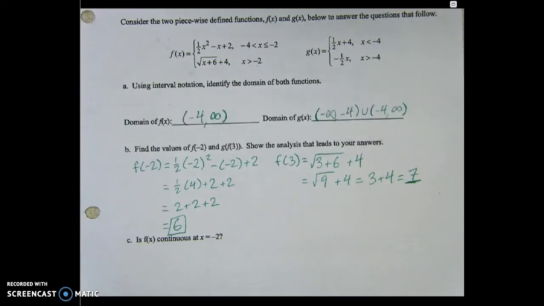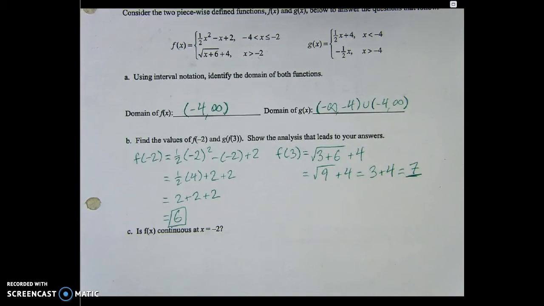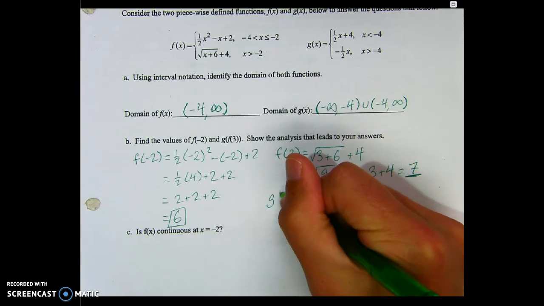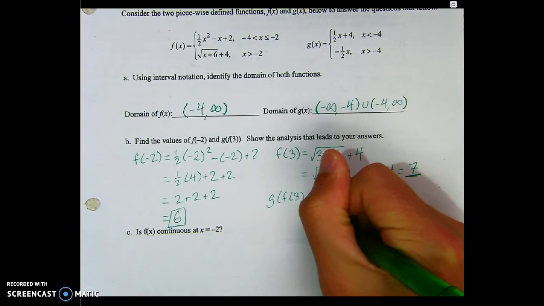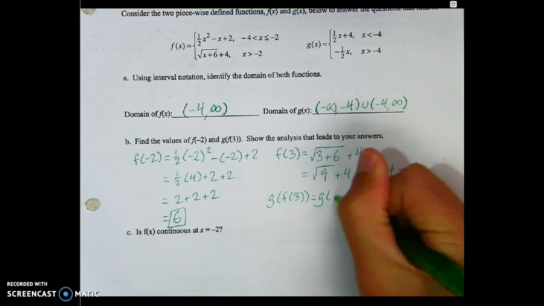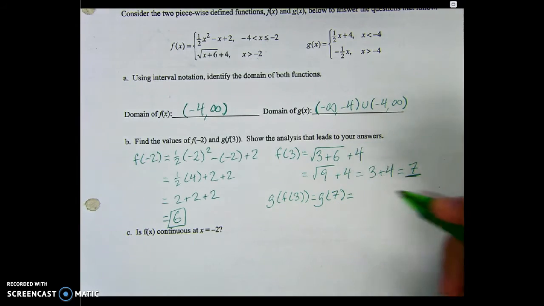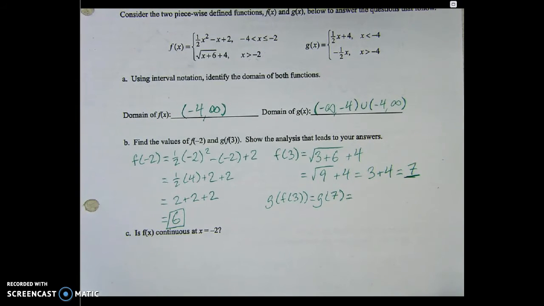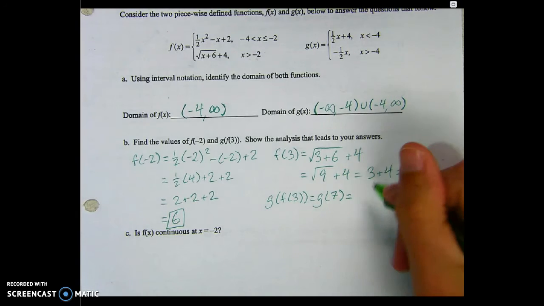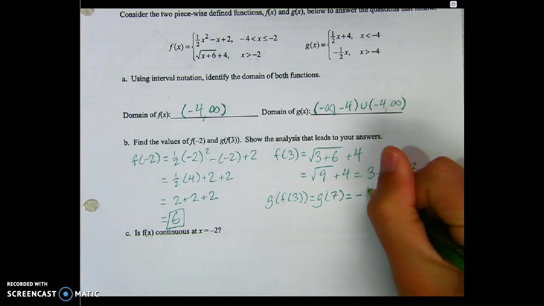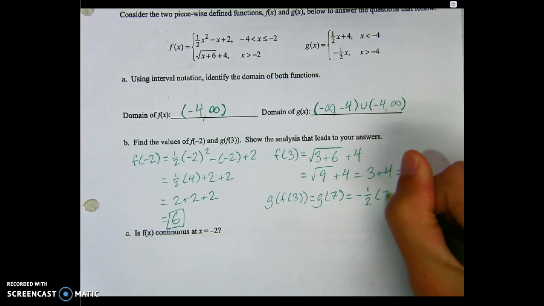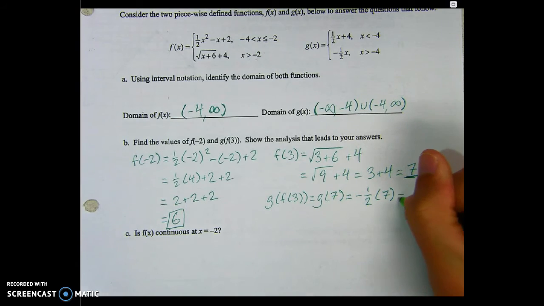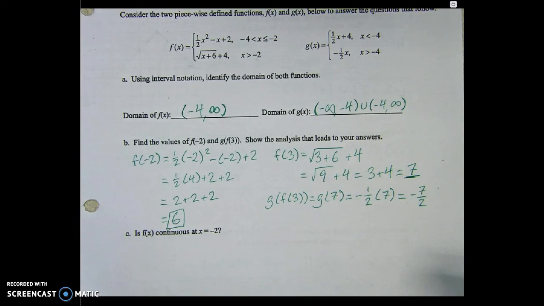So if f of 3 is 7, that means that g of f of 3 is just g of 7. Now we look at our constraints for g. 7 is in fact greater than -4, so really we're just going to plug 7 into the bottom function, which is -1/2 of 7, which is -7/2, or -3.5. -7/2 is perfectly fine.